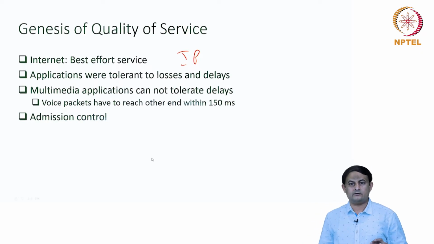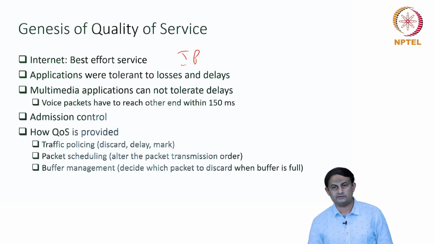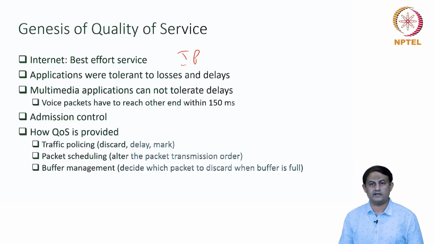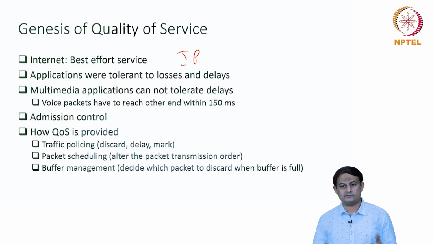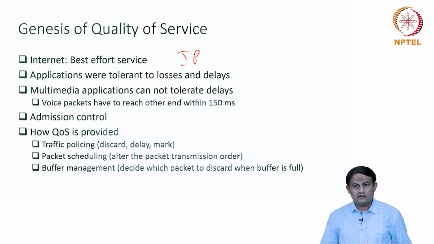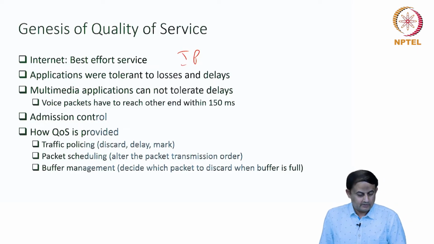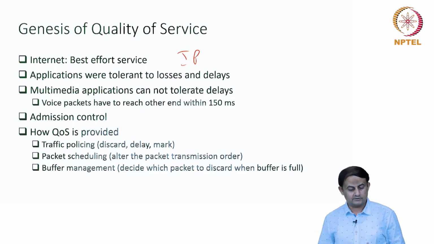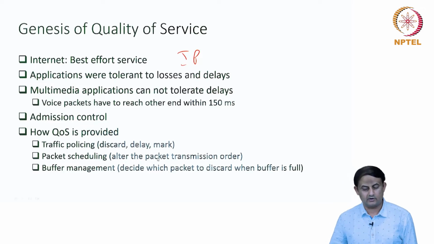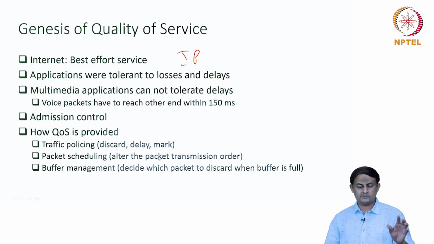But admission control is not the only thing that works, or at least that works in practice. There are a number of ways with which you can achieve quality of service in the network. There are three things which are primarily used in today's network. One is called traffic policing, the second is called traffic scheduling, and the third technique is called buffer management. Let's try to understand each one of them in a little more detail.